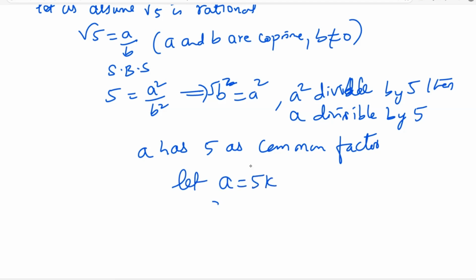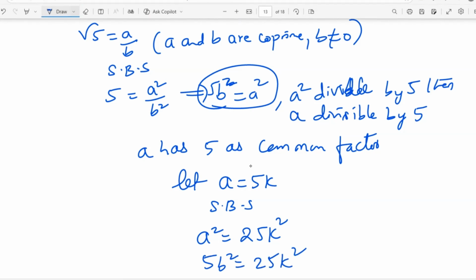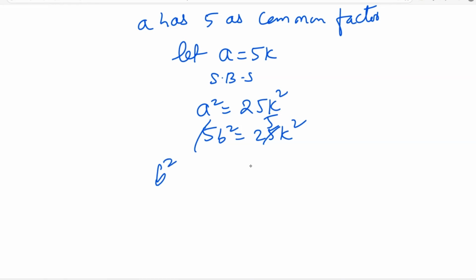Squaring both the sides, we get a square equals 25k square. Now what is a square? A square we got from here as 5b square, so 5b square equals 25k square. So now what we can do, we can just cancel them. That is 5 one time, 5 five times. So it will be b square equals 5k square, or 5k square equals b square, implies b square is divisible by 5.